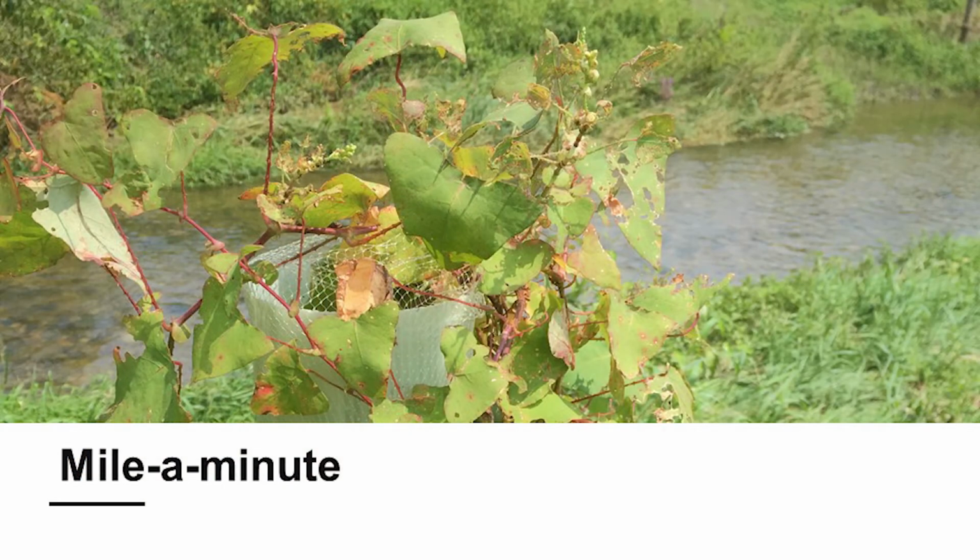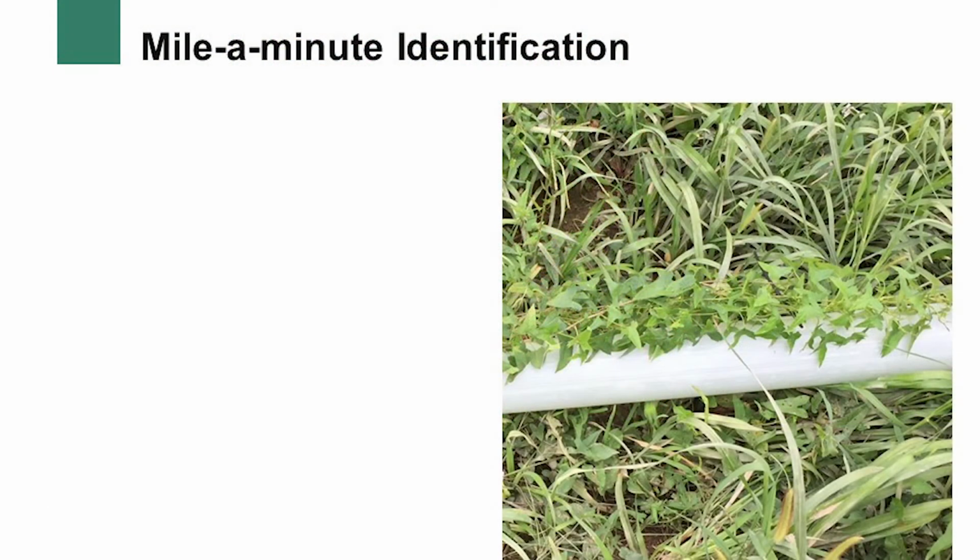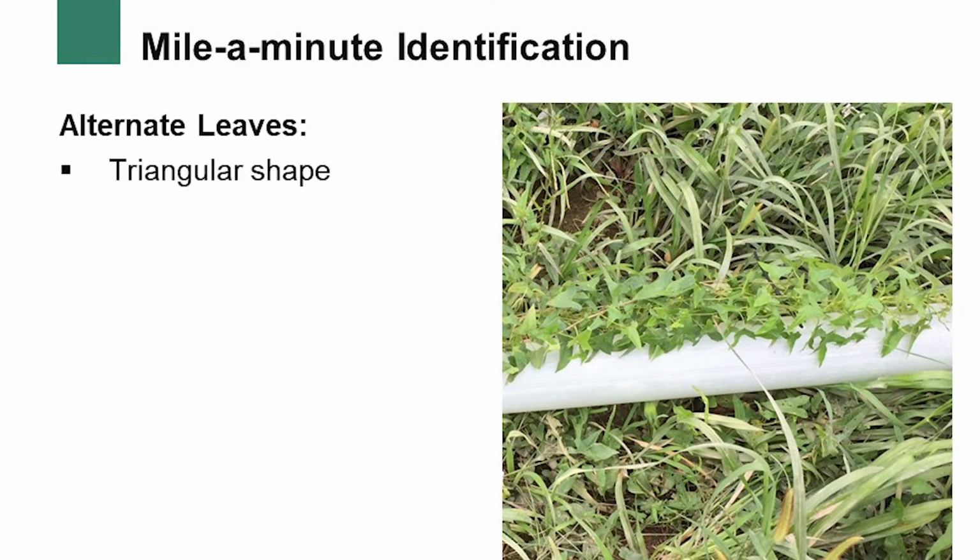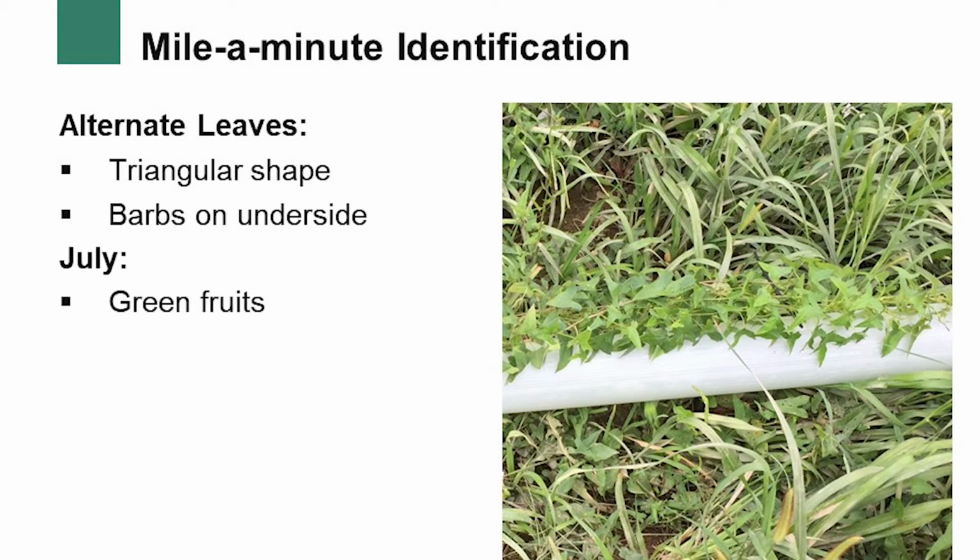Mile-a-minute is a noxious vining weed that can grow up to 6 inches a day, making it difficult for any native species to grow near it. It can climb trees and block sunlight from reaching the plants underneath. Mile-a-minute weed can be identified by the alternate leaves that are triangular in shape with barbs on the underside. In mid-July, green fruits appear on the vine. However, the fruit will turn metallic blue as the season goes on.